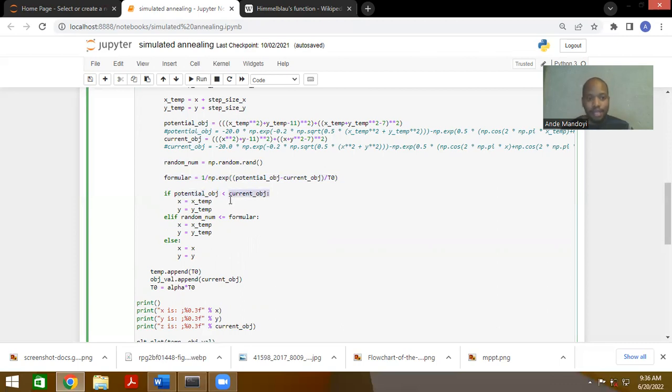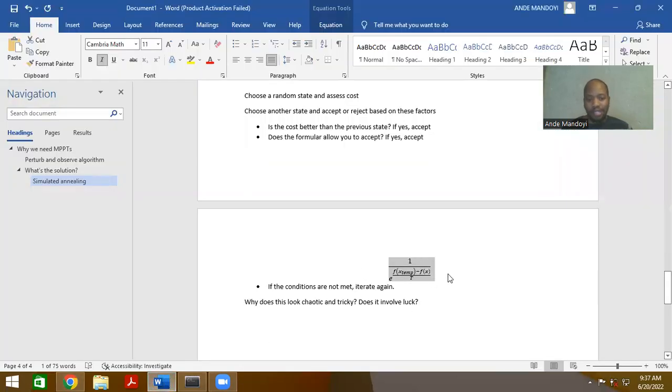If the answer is yes, then you want to accept X temp and Y temp as potential solutions because they're getting you closer to where you want to be. They're getting you closer to that minimum, right? So you accept these two and you decide, yeah, I like these two, I'm going to take them. However, if a random number that we chose is less than the formula, we're still going to accept these two. So what on earth is this formula? What are you talking about when you're talking about a formula? Remember the formula that I spoke about, that's highlighted over here.